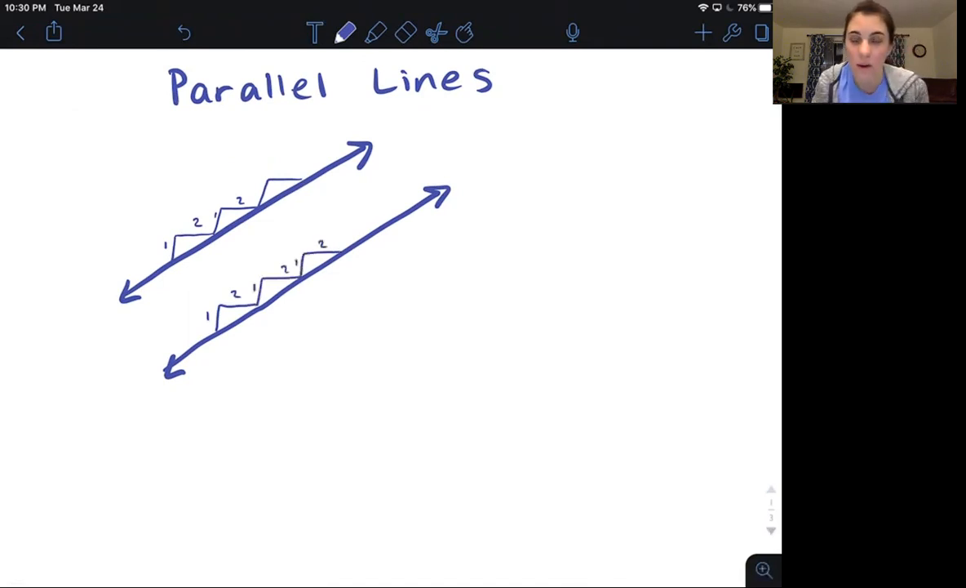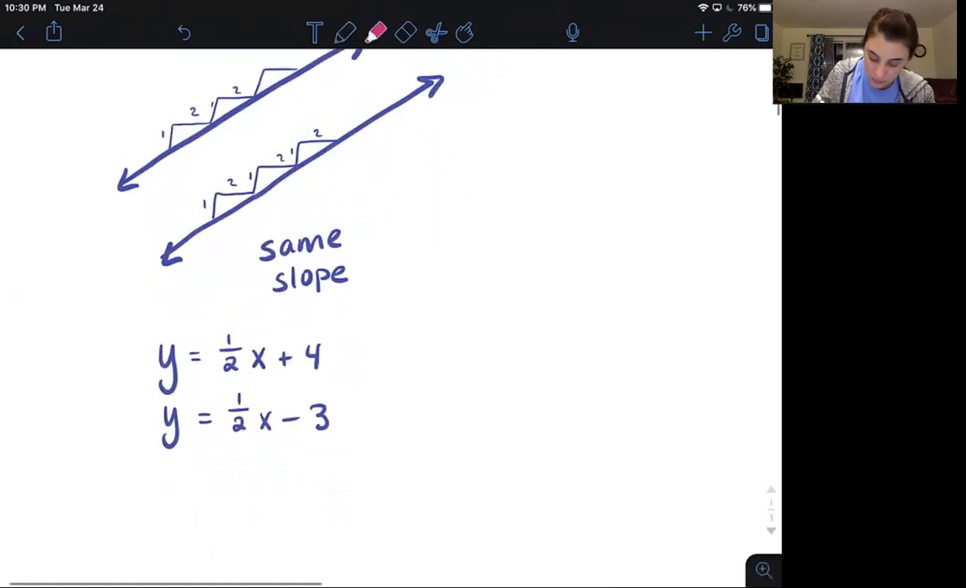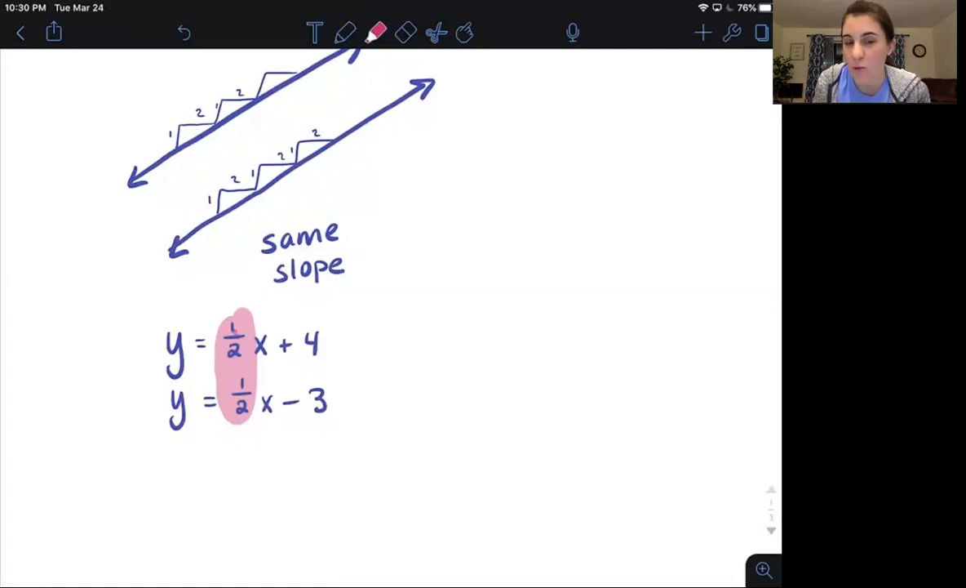So what we know about parallel lines is because they travel in the same pattern, they always have the same slope. So for example, if I said y equals 1/2x plus 4 and y equals 1/2x minus 3, I know that those are parallel lines because I can see that they have the same m, the same slope. The 4 and the -3 that I put there don't really matter because those are the y-intercepts, and all that we're saying is it doesn't matter what the y-intercepts are, it just matters what the slope is.